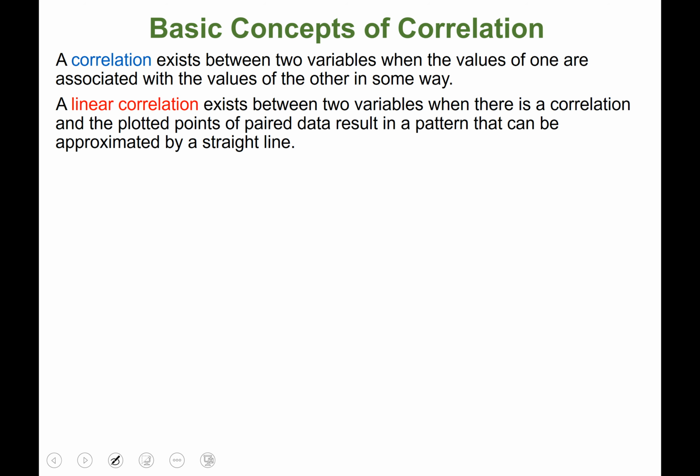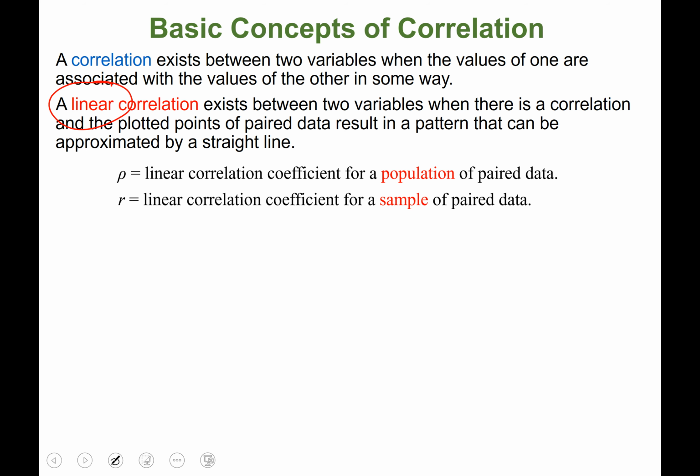A correlation exists between two variables when the values of one are associated with the values of the other in some way. You're often going to hear questions and discussion about a linear correlation. That's a special type of correlation, and it exists between two variables when there is a correlation and the plotted points of paired data result in a pattern that can be approximated by a straight line. I'm going to show you some examples at the bottom of this slide.